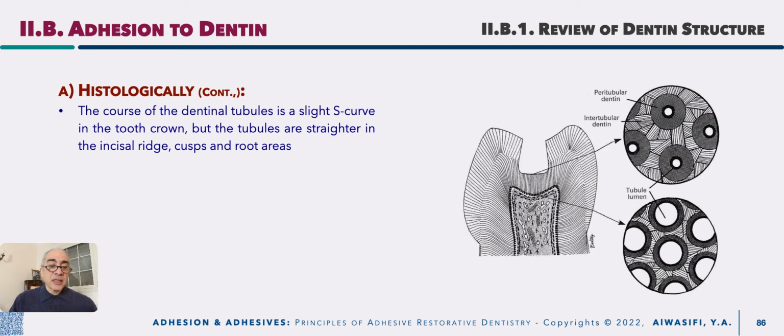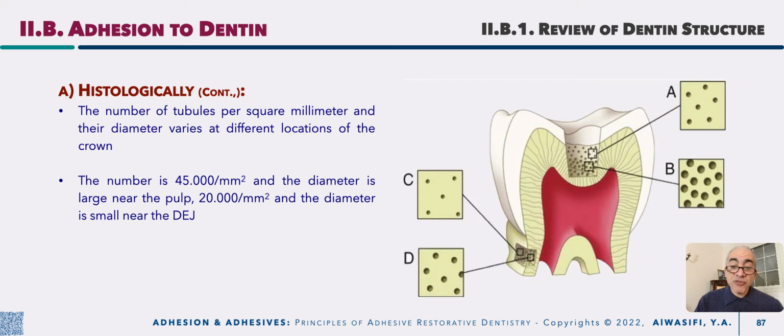Histologically, these dentinal tubules show an S-shaped wavy course in the crown and start to be less curved or straighter in the incisal ridges, cusps, and root areas. Also, the number of dentinal tubules and diameter varies from the dentino-enamel junction up to the pulp. Near the dentino-enamel junction, they are of low diameter and they are apart from each other. That's why each square millimeter contains about 20 thousand dentinal tubules.